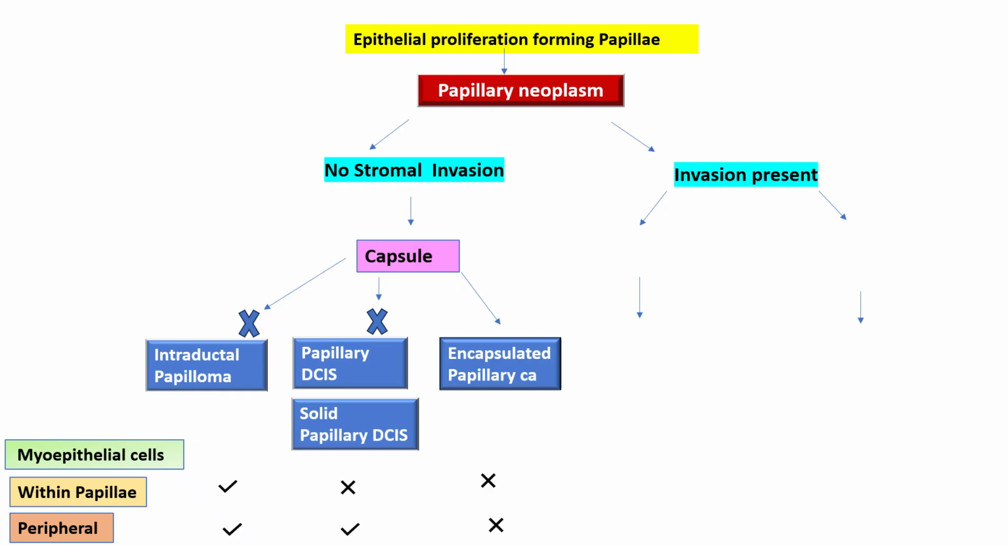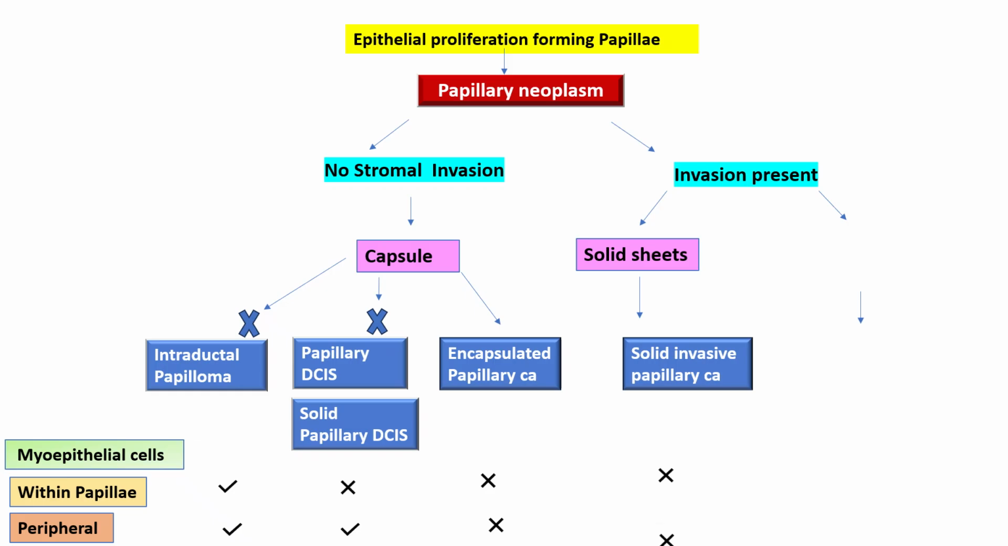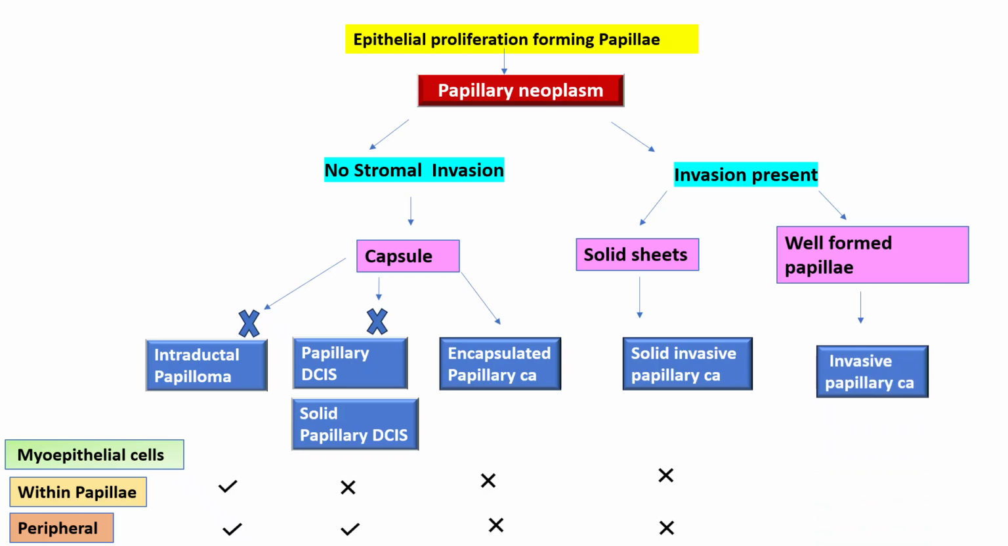Coming to invasion. If you see invasion, the possibilities can be solid papillary carcinoma or invasive papillary carcinoma. So you should look for the architecture. If it is a solid pattern, it is solid invasive papillary carcinoma. In solid invasive papillary carcinoma also, you will not see myoepithelial cells within the papillae and also at the periphery. The next thing in invasion is papillary carcinoma, which shows well-formed papillae. Once you see well-formed papillae, it can be invasive papillary carcinoma. In this also, you will not see myoepithelial cells within the papillae and also at the periphery.